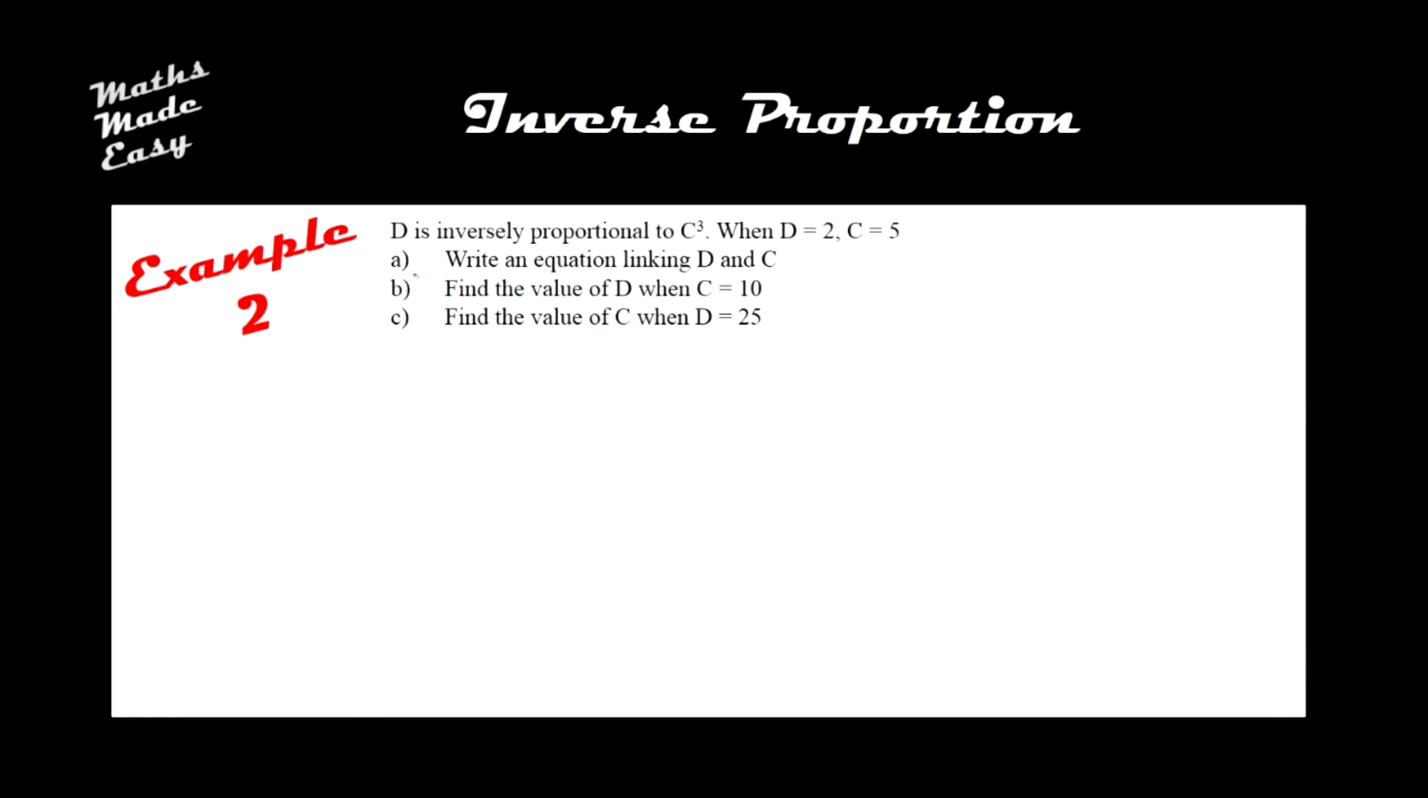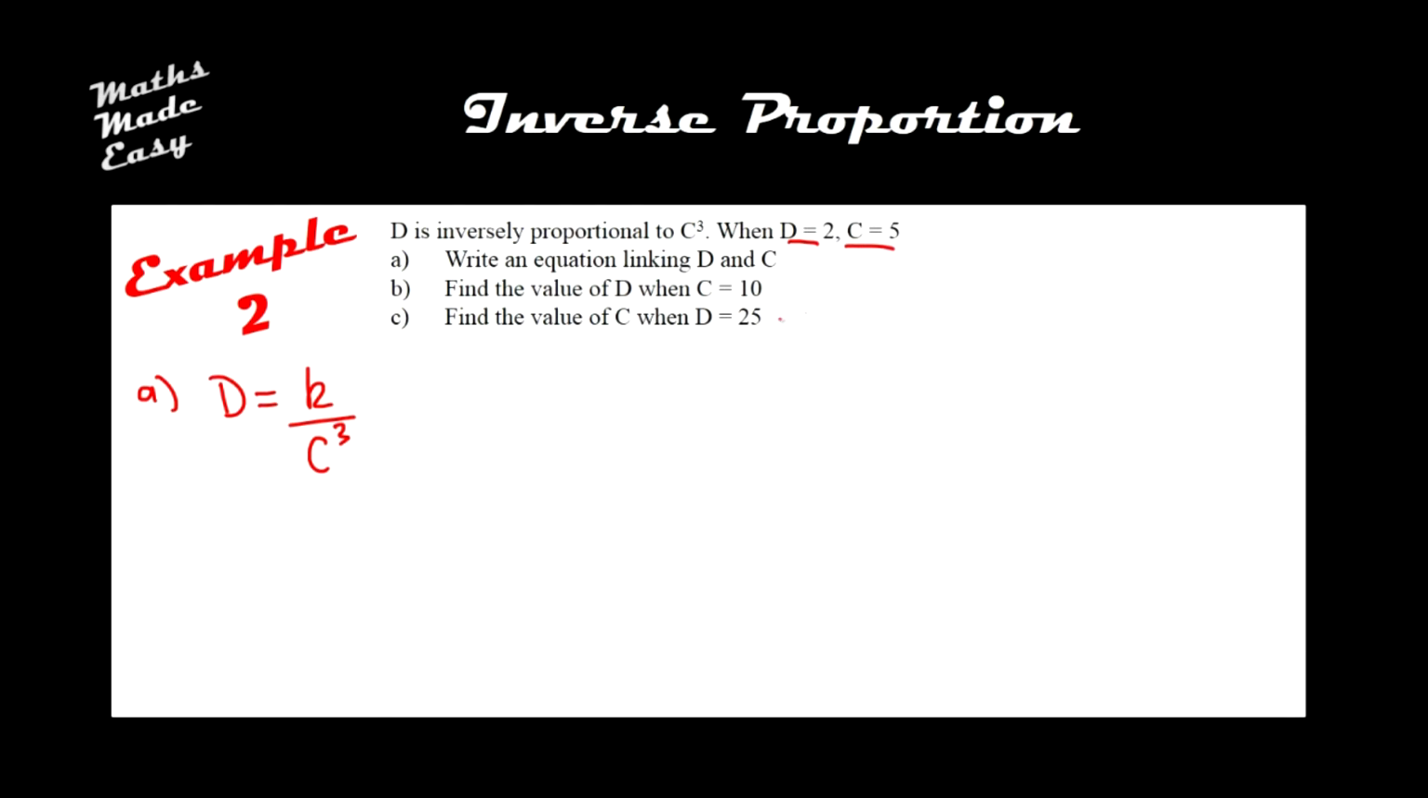Here's example 2 then. So we've got D and C are inversely proportional, but not just C, it's C cubed. D is inversely proportional to C cubed. So this will give us a slight change in our approach. So still D equals K over, but instead of over C, it's over C cubed. So you just got to remember to cube the value for C.